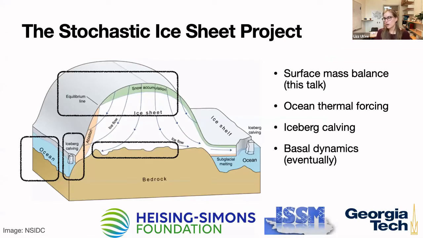for the Stochastic Ice Sheet project, which is managed by Alex Robel at Georgia Tech, and where I did some postdoctoral work a couple months ago with a larger team at many institutions, including Dartmouth and Caltech, building on the ice sheet and sea level system model. So here I'll talk about surface mass balance, and the Stochastic Ice Sheet project aims to target several different components of ice sheet variability and allow them to be generated stochastically.